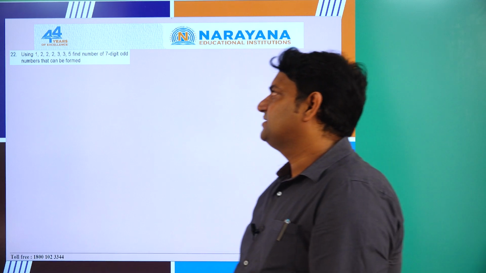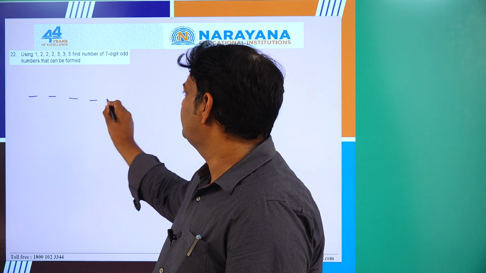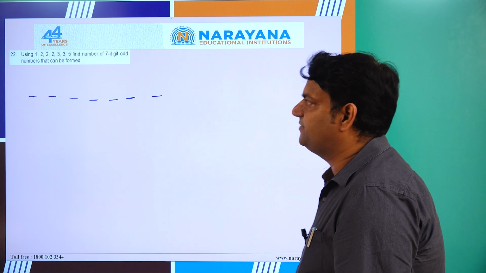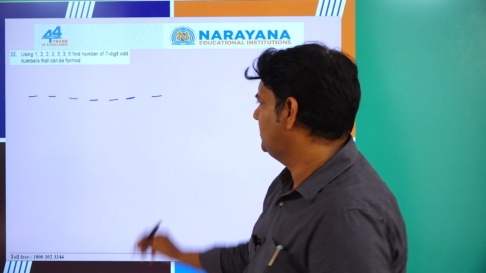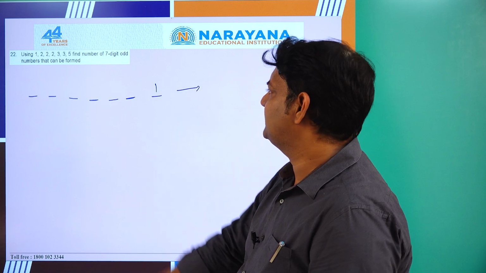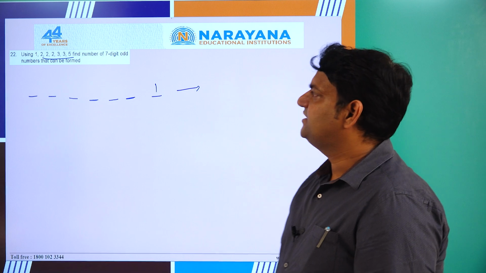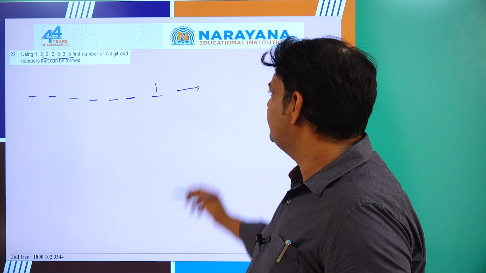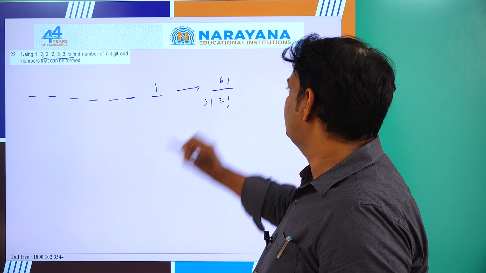This is another very simple problem. You need to form a 7 digit number using the digits 1, 2, 3, 4, 5, 6, which must be odd, and you have to use only these digits. Odd means last digit should be odd, so last digit may be 1, fixed this position, 1 is fixed. Now how many numbers are there? 6. So total arrangement of those 6 numbers is 6 factorial by 3 factorial into 2 factorial.